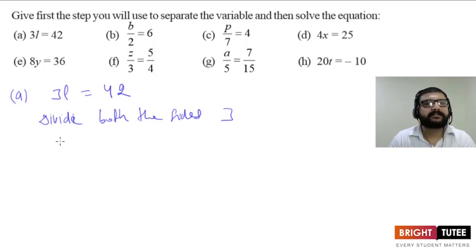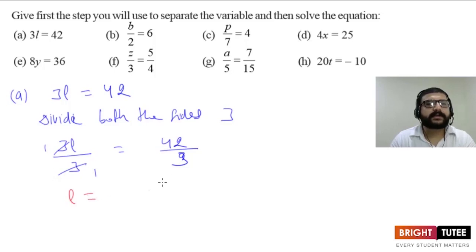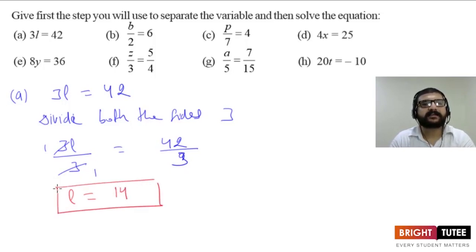So by doing that we will get 3L divided by 3 is equal to 42 divided by 3. So 3 and 3 will be cancelled out here. So we are left with L is equal to 42 divided by 3, and 42 divided by 3 is 14. Hence the final value of L is 14.